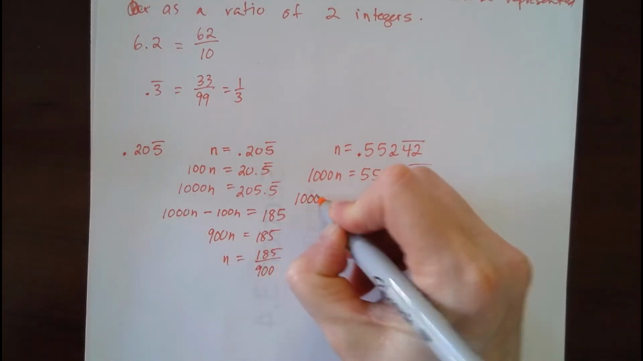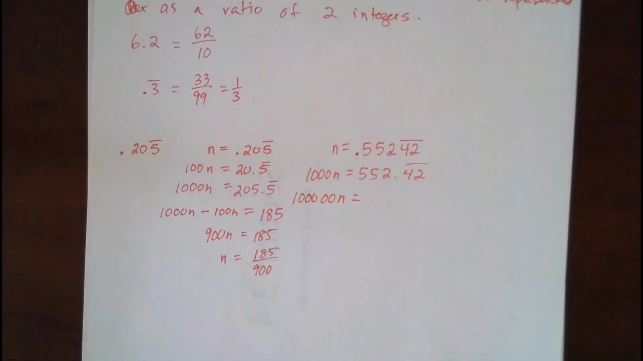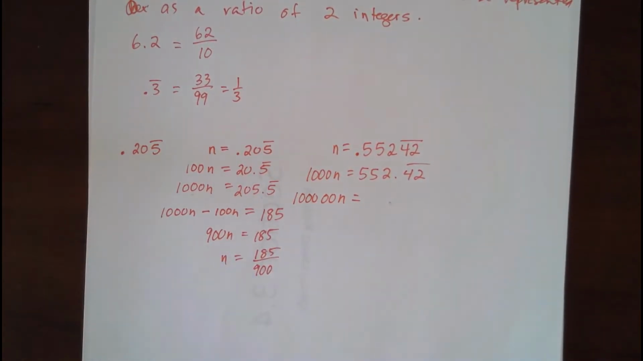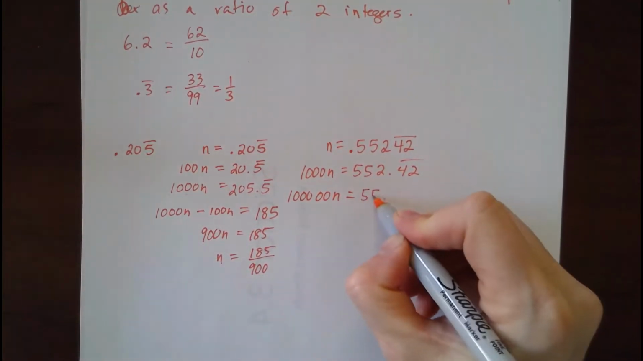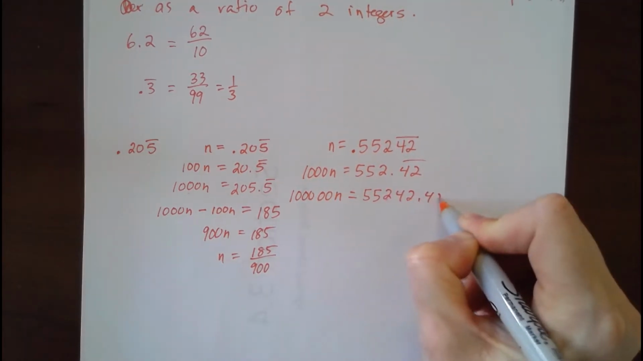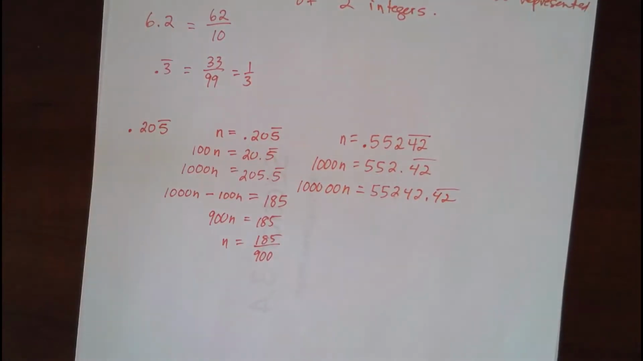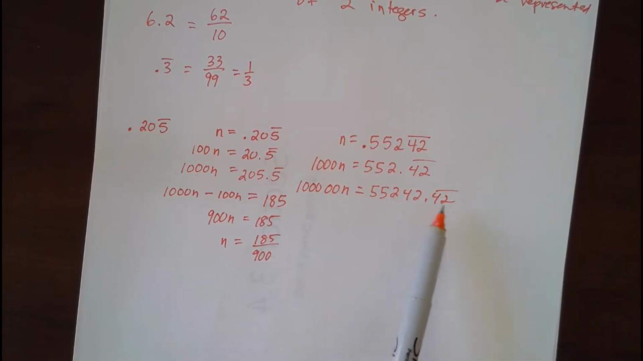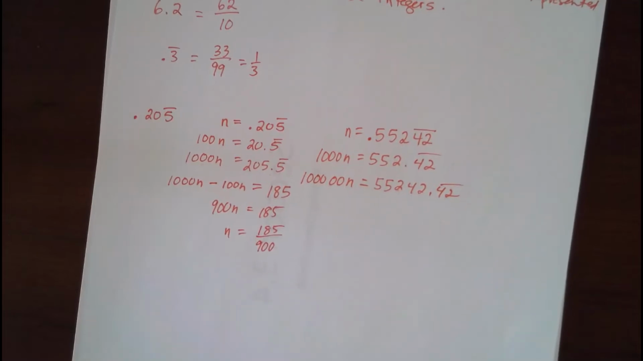Okay, so there were already 3 zeros. I'm adding 2 more of them, and I'm going to get 55242.42 repeating. Right? I want to make sure that whatever I have, as far as my repeating, are the same. If I only multiplied it by 10, I would have a 2-4 repeating, not a 4-2 repeating. Then I wouldn't be able to subtract it and get rid of it. So it's very important that I do the 4-2.